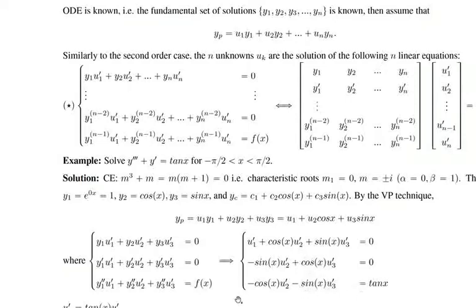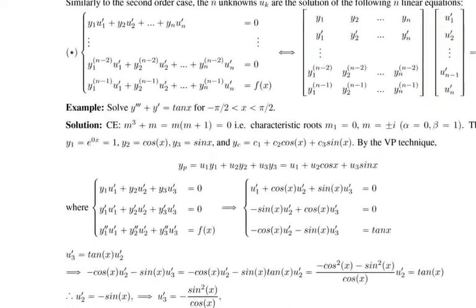As for f of x, recall that you have to write your ODE in standard form before defining what f of x is. So in this case, the ODE is already written in standard form, so f of x is equal to tan x. We know that this system of 3 equations and 3 unknowns has a unique solution, and we're going to find it.